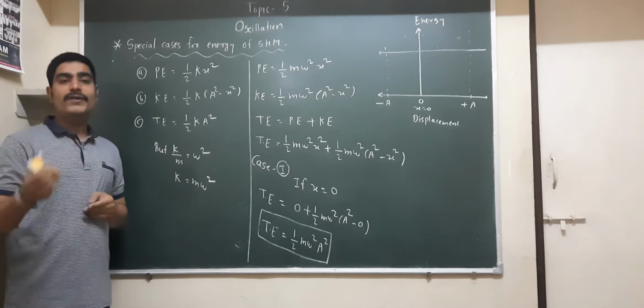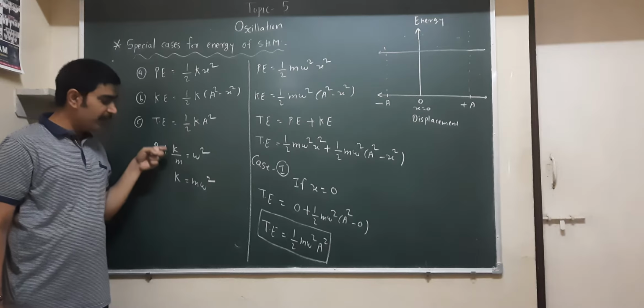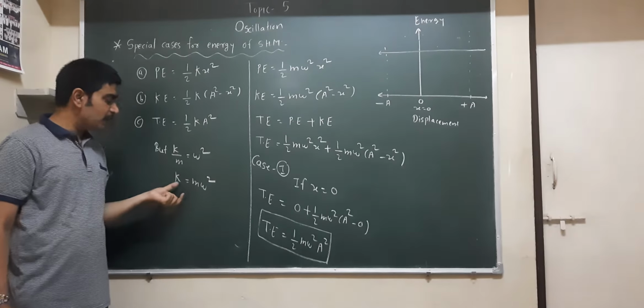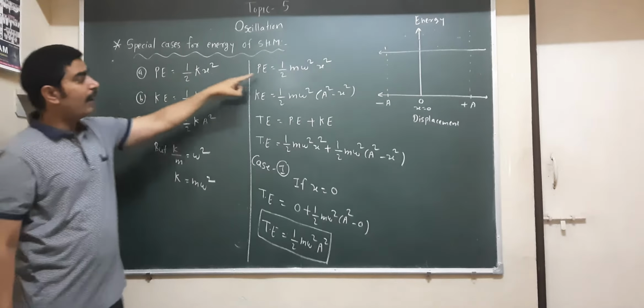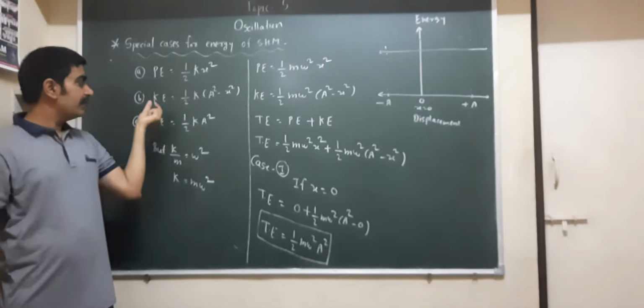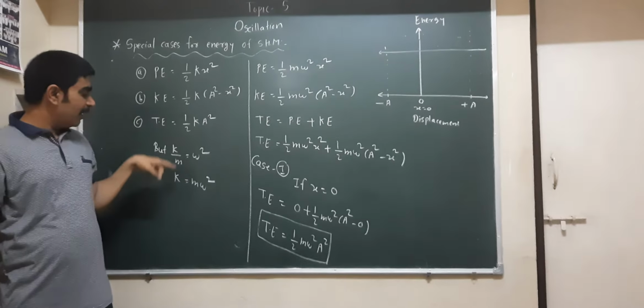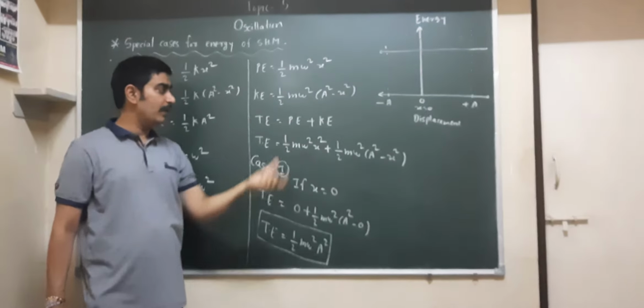Friends, we can modify this formula in a different way by putting k upon m is equal to omega square. So k is equal to m omega square. So what is the formula for the potential energy? Half m omega square x square. Remember, these both formulas are the same. Friends, again the formula for the kinetic energy, half m omega square into bracket a square minus x square.